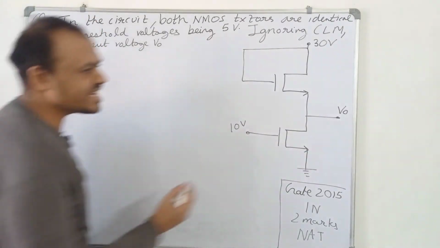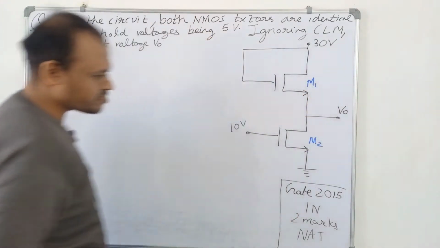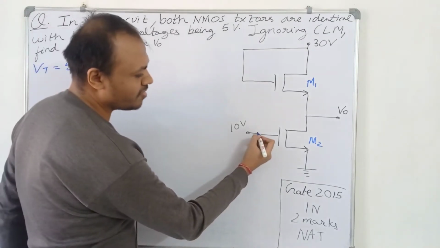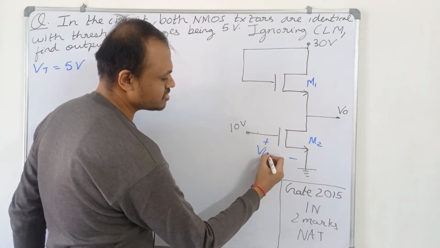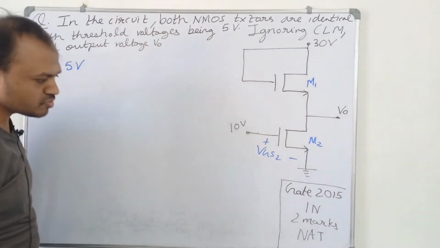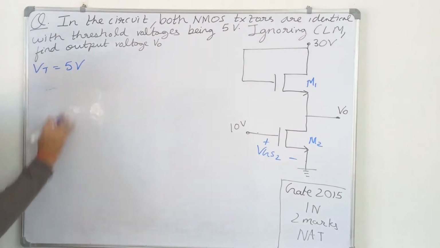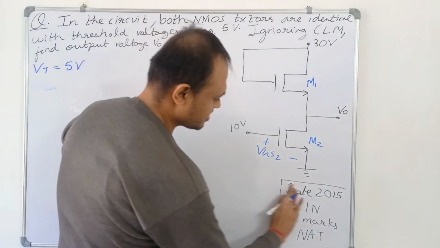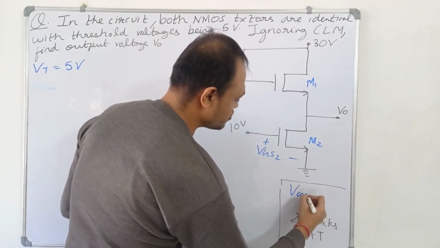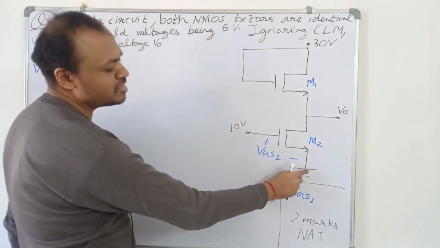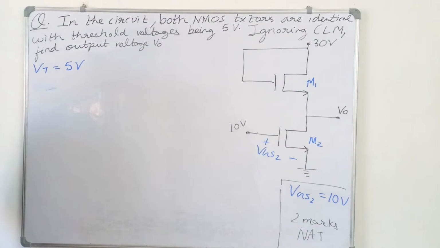Okay, so let this transistor be M1, let this transistor be M2. This is the gate of the second transistor, this is the source of the second transistor. So this voltage is VGS2. I am writing the values here. VGS2: gate is connected to 10 volt, source is grounded. So VGS2 is equal to 10 volt.